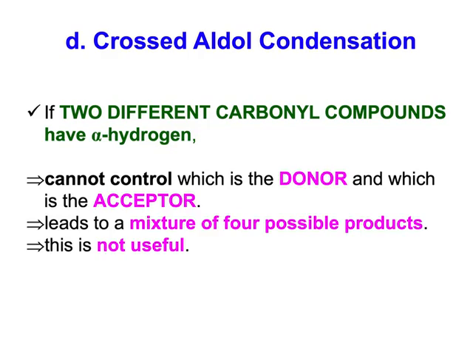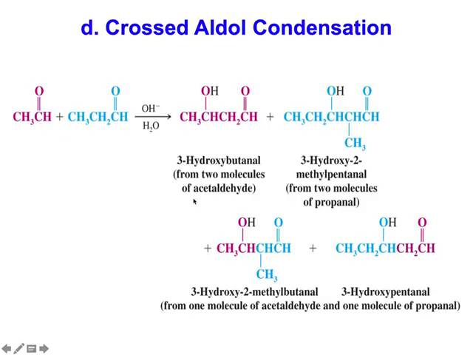So next is cross aldol condensation. When two different carbonyl compounds both have alpha hydrogens, we cannot control the donor and acceptor. So here we call it cross aldol condensation. We have a ketone and two types of aldehyde, different aldehydes. This one is the aldol product. You get a mixture of aldol products because we are using different aldehydes.